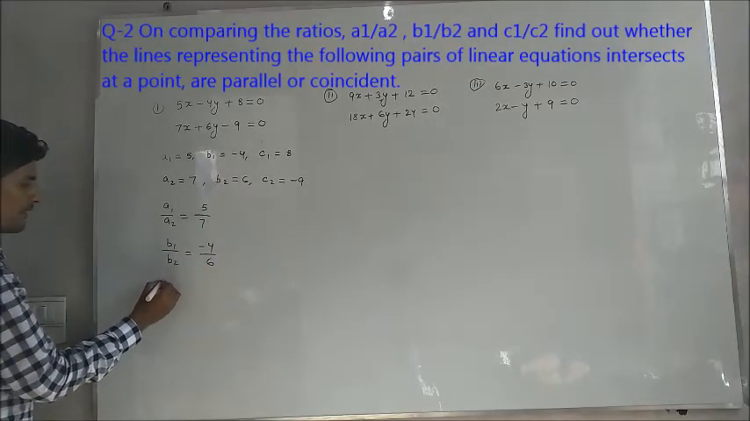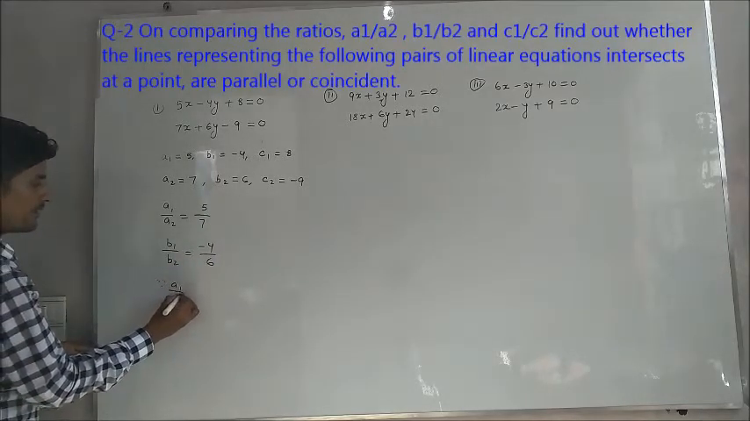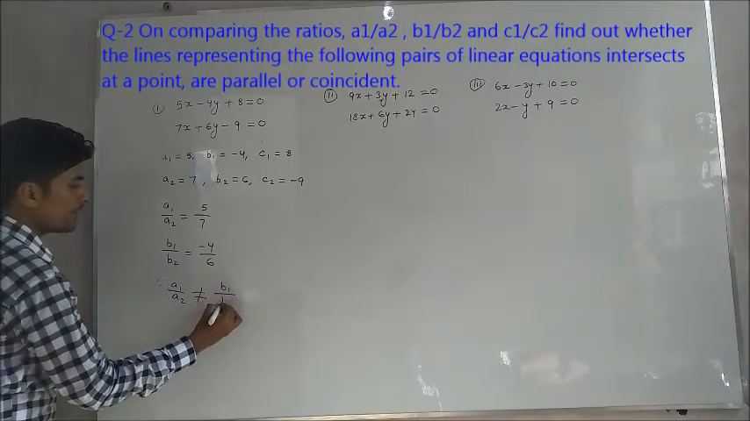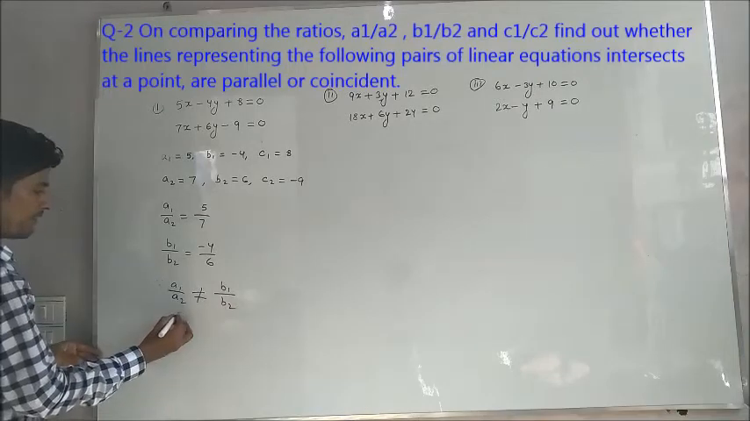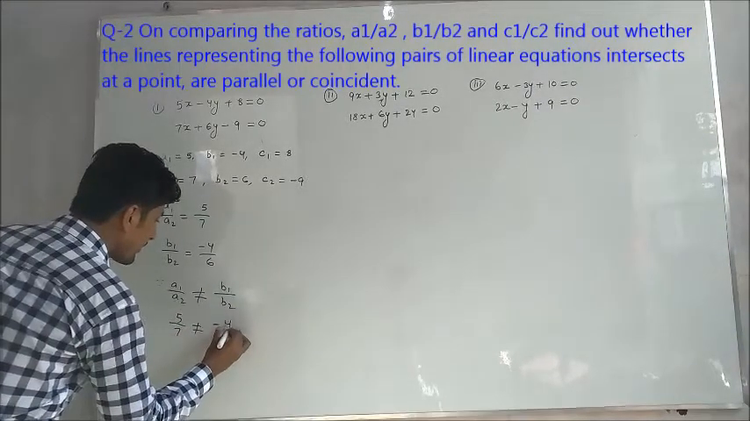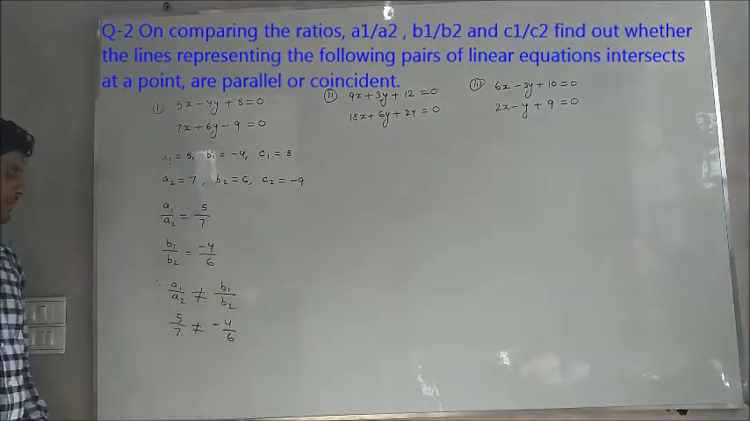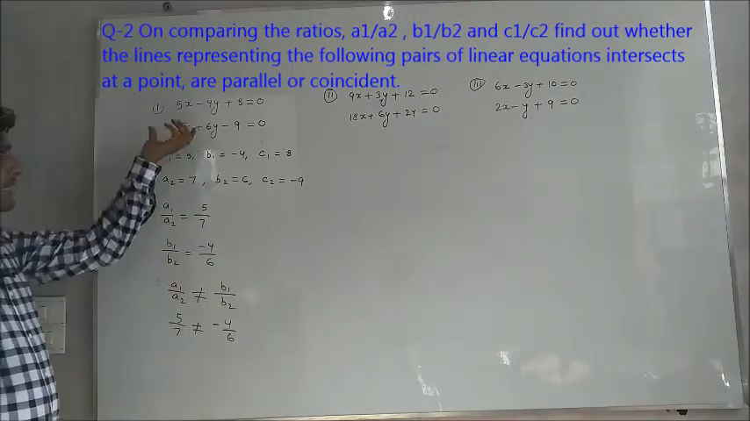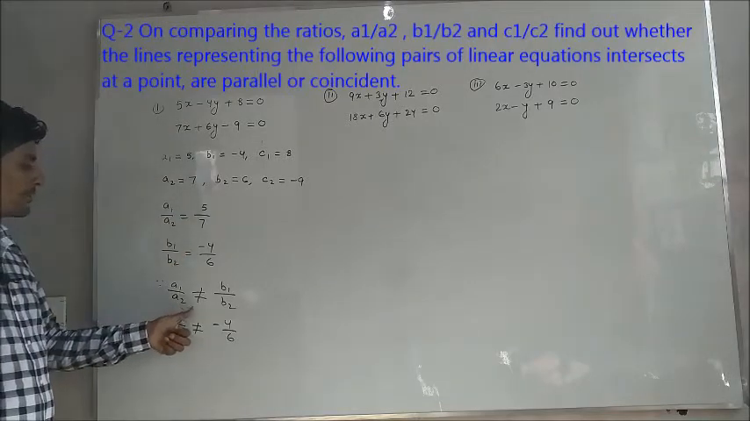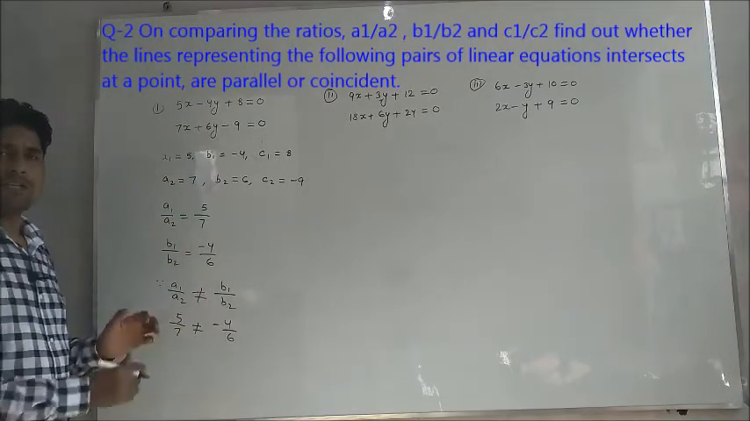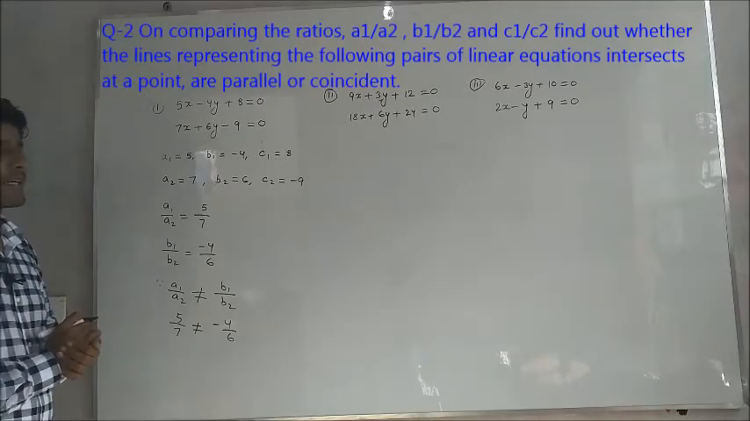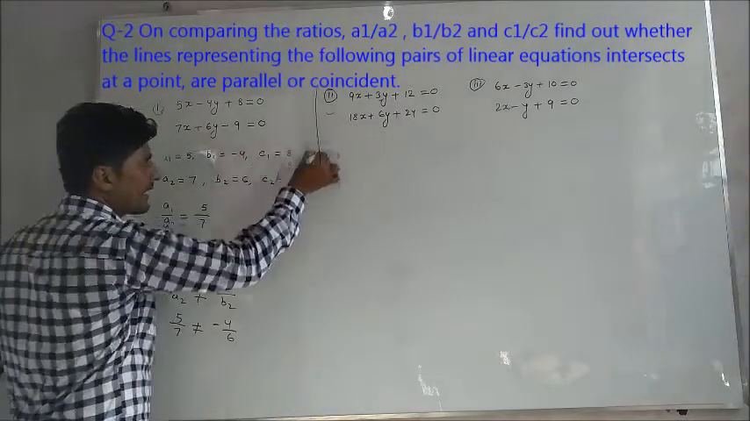So here we can observe that since a1 upon a2 is not equal to b1 upon b2, because 5 upon 7 is not equal to minus 4 upon 6, hence they are having intersecting lines. If a1 upon a2 is not equal to b1 upon b2, then the pair of linear equations will have intersecting lines. Now let us see the second equation.